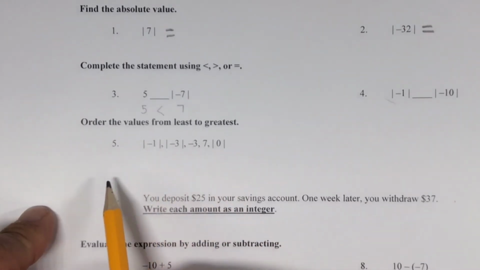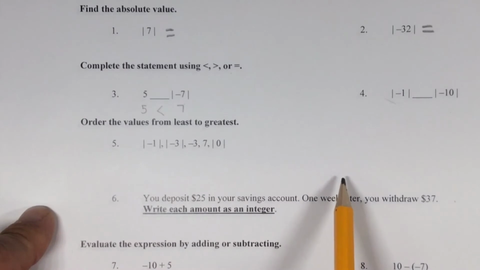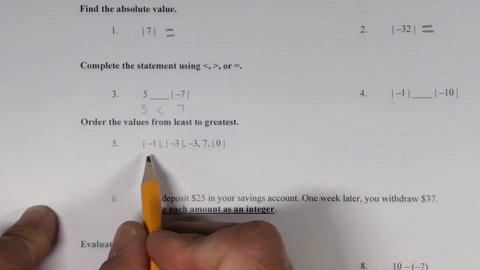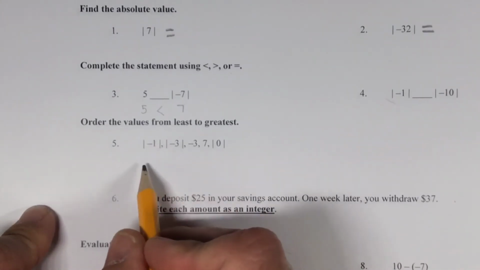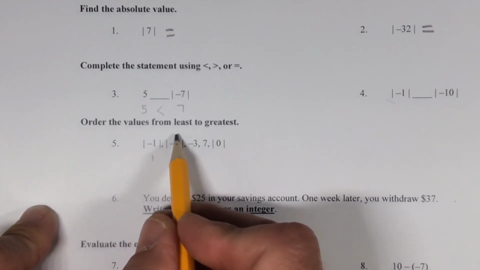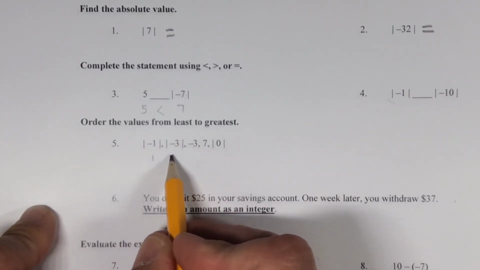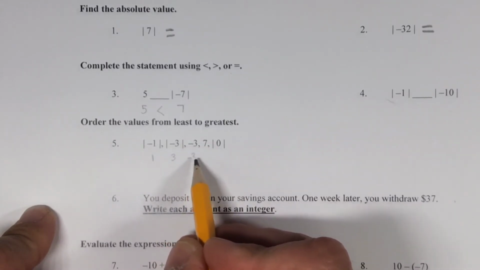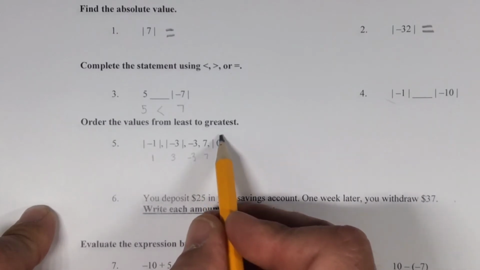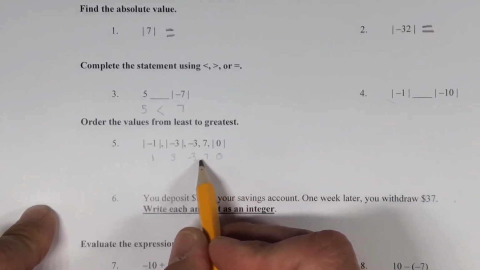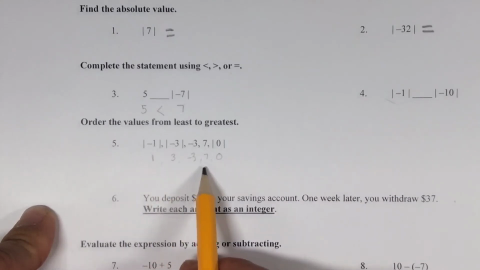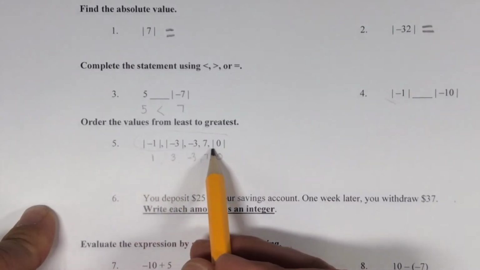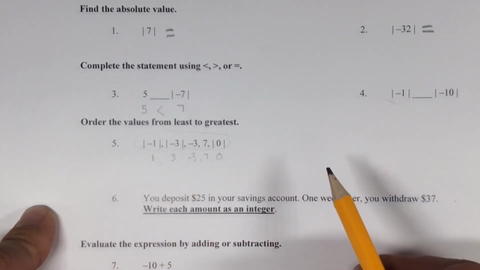I like to think of temperatures. We'll go from the coldest temperature to the warmest temperature. But we have to write down what these values are first. So the value of the absolute value of negative 1 is 1. The value of the absolute value of negative 3 is 3. The value of negative 3 is just negative 3. The value of 7 is 7. And the absolute value of 0 is 0. So now here are the values that these have. I'll be thinking of those, but these are the symbols I have to put in order from least to greatest. So make sure you do that.